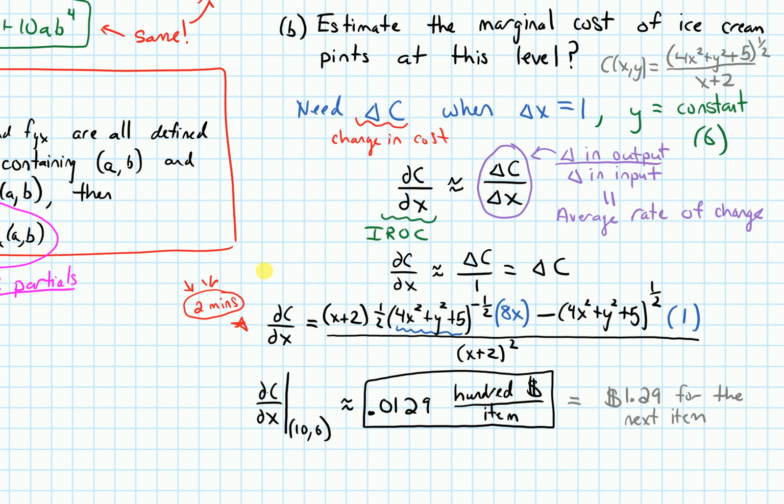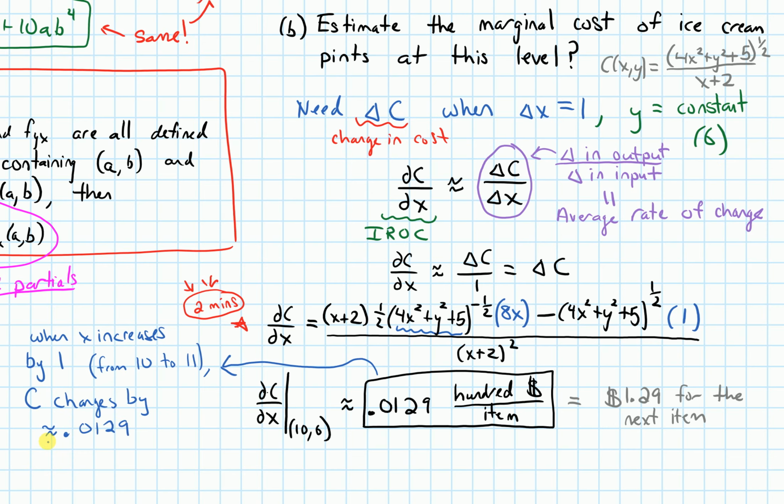And that's good. Okay, so one other comment that I wanted to say about this partial derivative and what it represents is this partial derivative tells us, because it's with respect to x, when x increases by 1, which was what was happening here. So in our problem, it was from 10 to 11. This is going to tell us how much the output function changes by approximately. So the output function is c, and that changes by about 0.0129. So I'm going to put that in a little bubble.